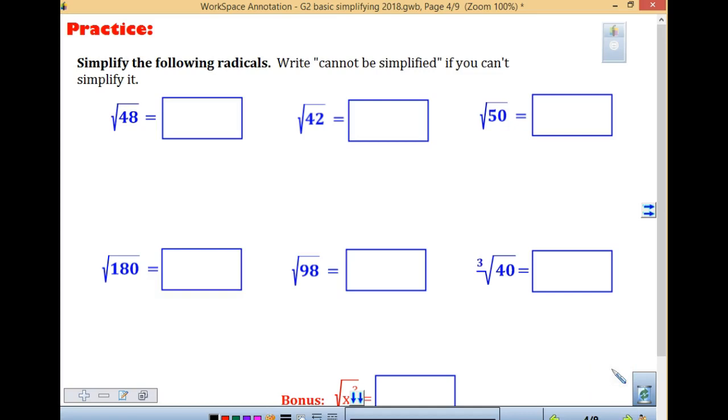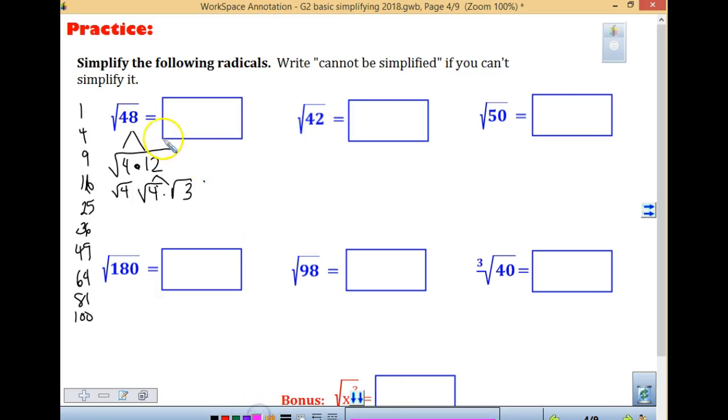So on the top of the next page, we are simplifying. It says it cannot be simplified if you can't simplify it. And so we want to start looking at that list of perfect squares. If I'm looking at 48, my hint is, let's make a list. If someone would have picked out 16, theirs would have been the square root of 16 times what? 16 times what gives us 48? 3. If you pick a larger perfect square, there's always less simplifying. The larger the perfect square that goes into this number, the less you have to simplify.